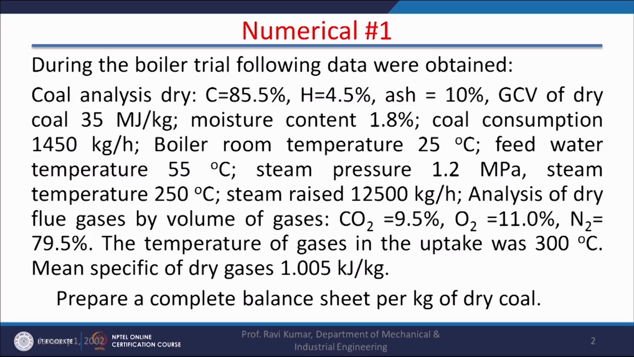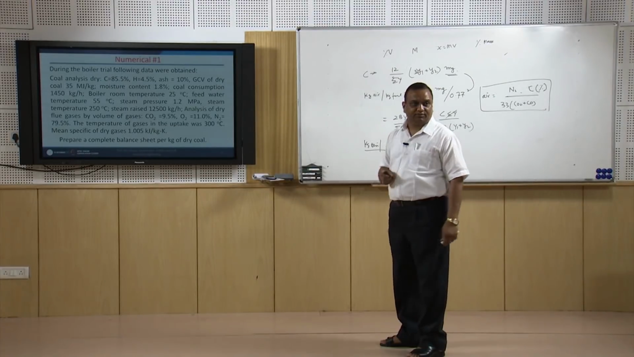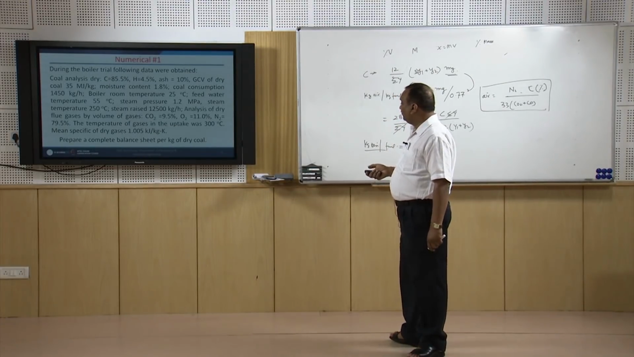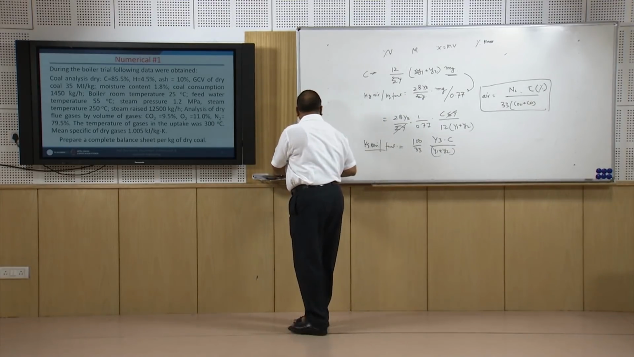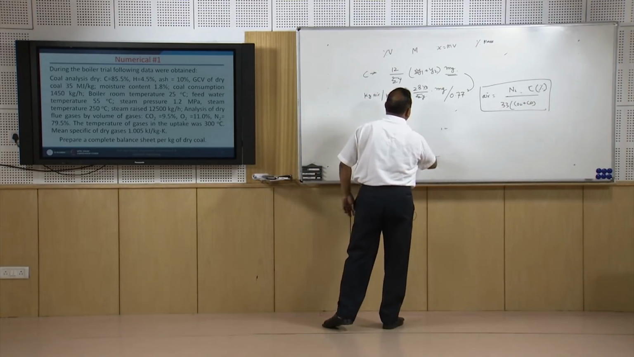The temperature of gases in the uptake was 300 degrees centigrade, and the mean specific heat of dry gases is 1.005 kilojoules per kg Kelvin. So now we have to prepare a complete balance sheet of heat transmission.